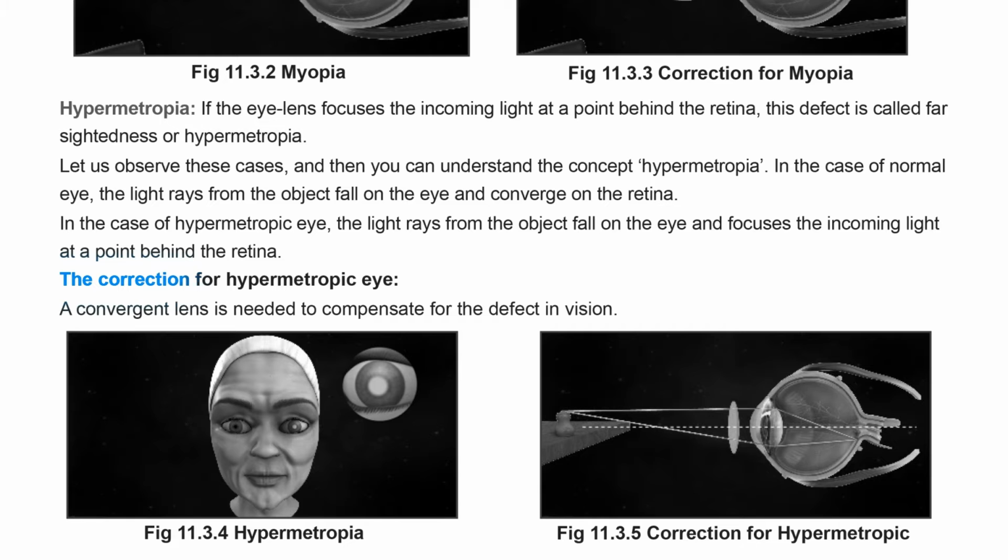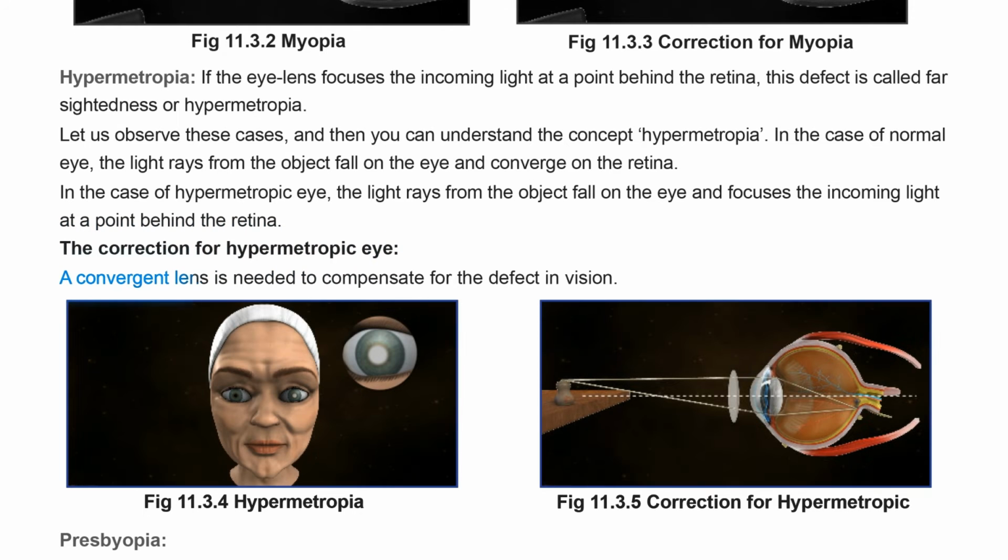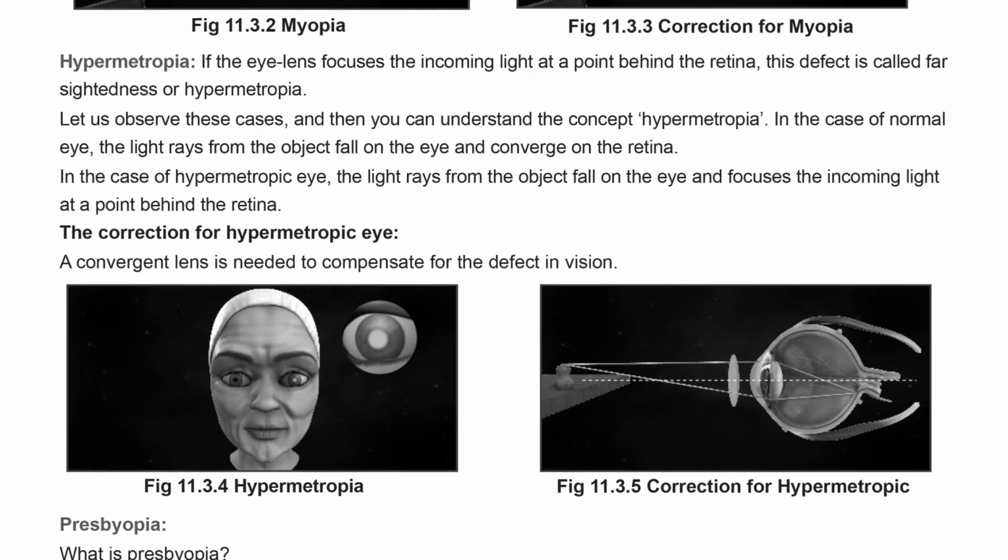The correction for hypermetropic eye. A convergent lens is needed to compensate for the defect in vision.